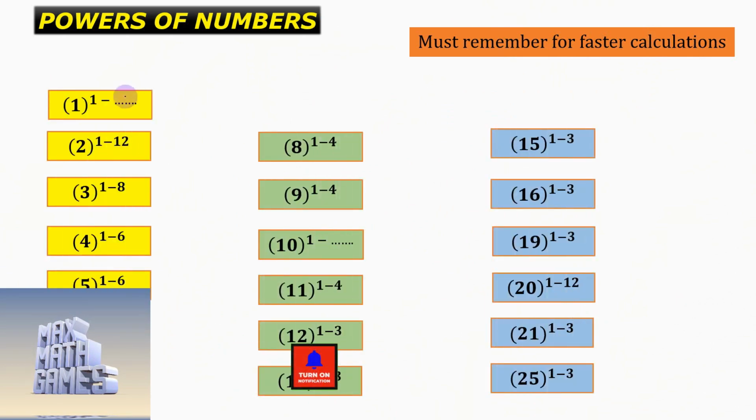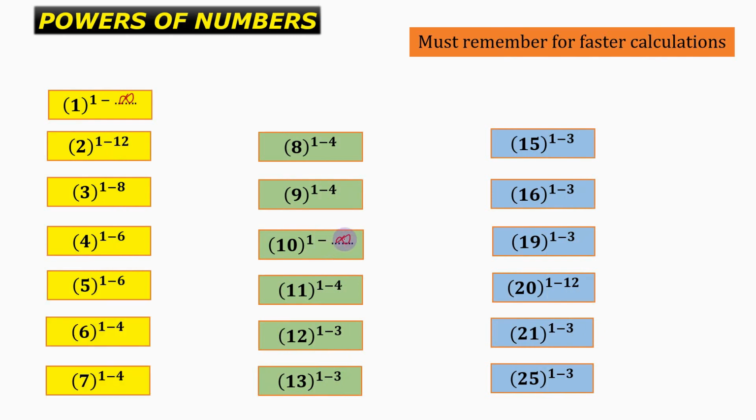So power of 1 from 1 to infinity, power of 10 from 1 to infinity, power of 2 from 1 to 12, power of 3 from 1 to 8, power of 4, power of 5 from 1 to 6, powers of 6, 7, 8 and 9 from 1 to 4, power of 11 again from 1 to 4, power of 12, 13, 15, 16, 19, 21 and 25 from 1 to 3 and power of 20 from 1 to 12.